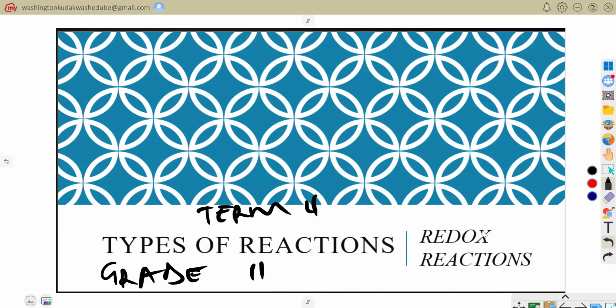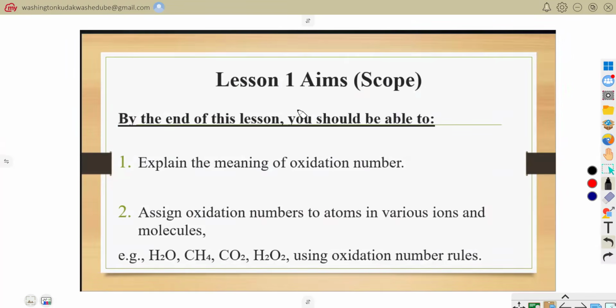Where do we apply them? For example, in mineral processing, in processing gold, we actually get to apply our redox reactions in purifying that gold. So without wasting time, let's get right into our lesson one.